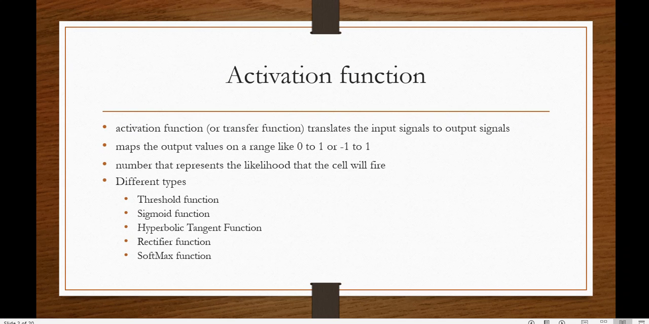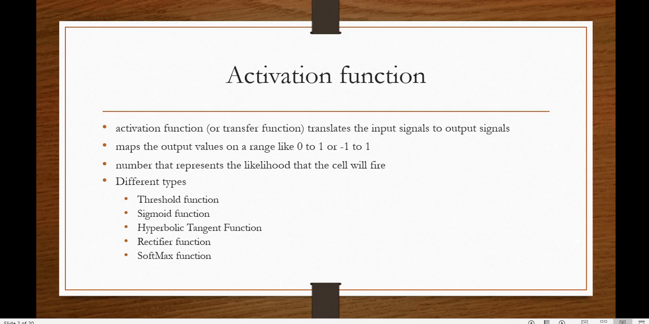Now there are different types of functions that can be used. Now what is the main use of this activation function? Most of the activation functions generate the result in a range. If the range is from 0 to 1 and it is a binary classification, then when the result is from 0 to 0.5, I will go for the option no, and when the result is from 0.5 to 1, I will go with the option yes.